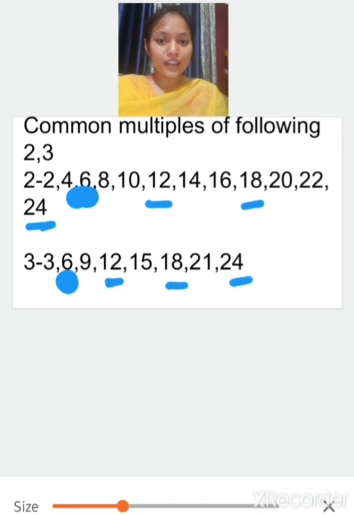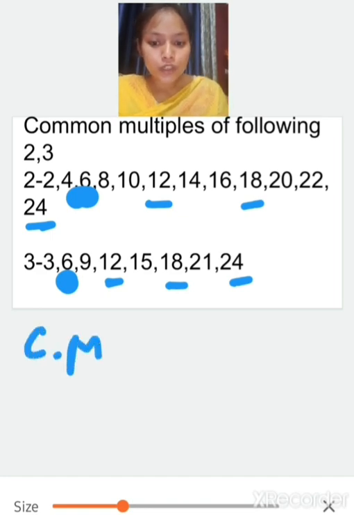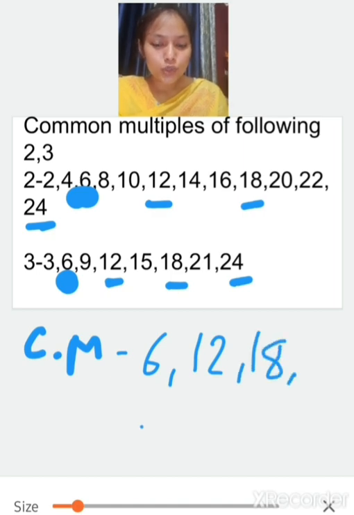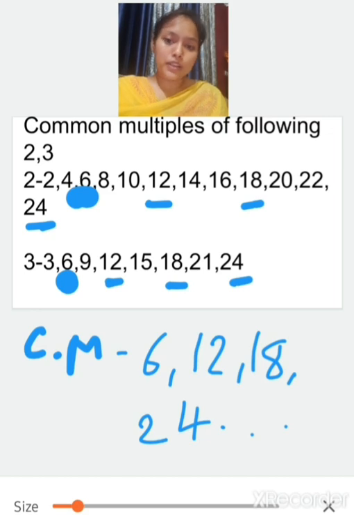Now after this we can write more and more multiples of both the numbers, and then find the common multiples. So from here we can write the common multiples of both the numbers are 6, 12, 18 and 24, and many more that you can find. 30 is there. 32 is not there, 33 is not there. So like this you can write more common multiples of these numbers.